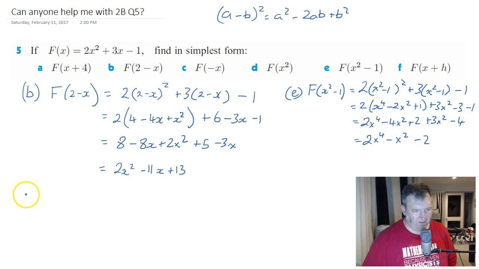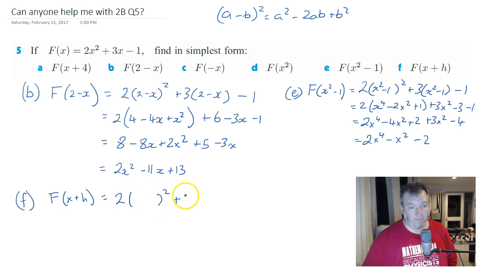Finally, F. F is interestingly going to be important later on this year, and you'll see why. It's just x plus another little bit called h. Let's find capital F of x plus h. Start by writing out our structure. It's 2 times something squared plus 3 times something minus 1. What was the something in this case? It's whatever's in the bracket at the front, which is, of course, x plus h.